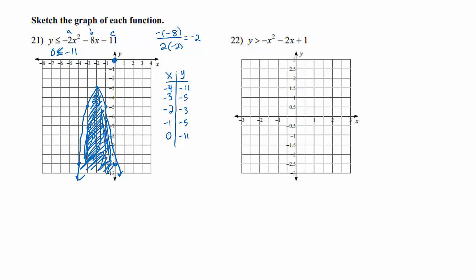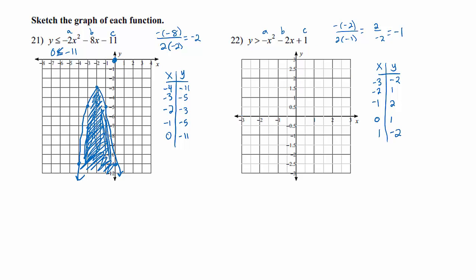So A, B, C, negative 2 over 2 times negative 1 is 2 over negative 2, which is negative 1. We're going to fill in a table of values and work out what these are. We get negative 2, 1, 2, 1, negative 2. So I'm going to graph this. Notice that this is not equal to, so this will be a dashed parabola.